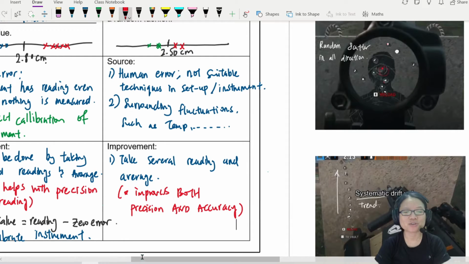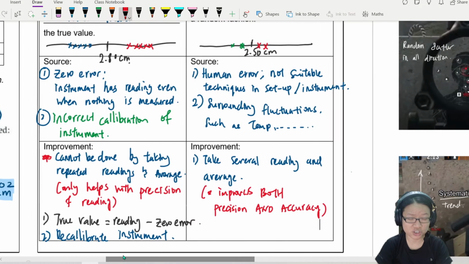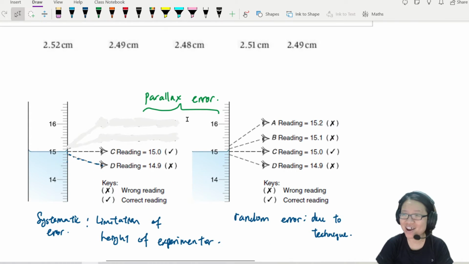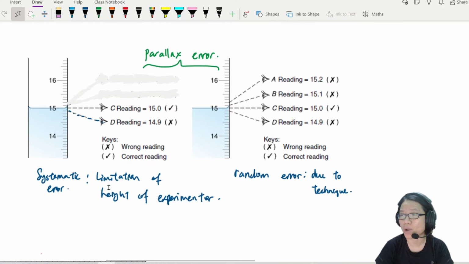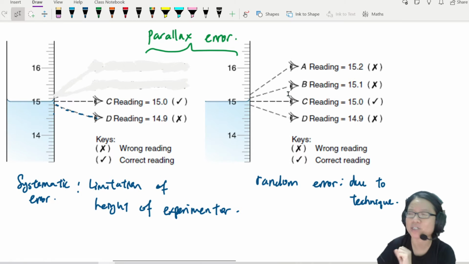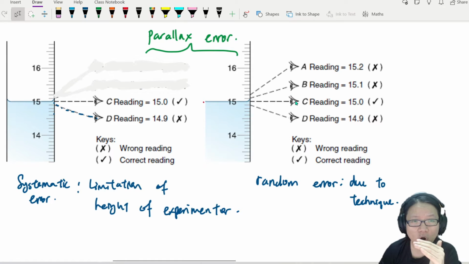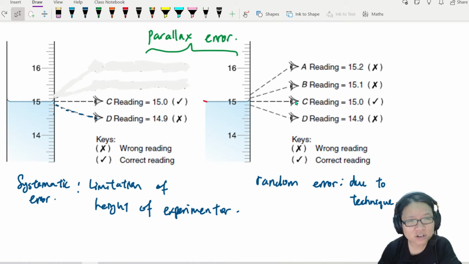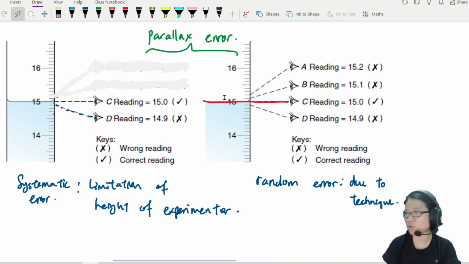Okay, I need to talk to you about another issue, which is parallax error. Is parallax error systematic or random? Most of the time it's random. We blame the experimenter, because it's human. Whenever he takes a reading, parallax error is when your eye is not at the right place. You are looking at the thing, but your eye is not on the level of the water meniscus. You will learn this in chemistry. Basically, your eye needs to be where you want to read.